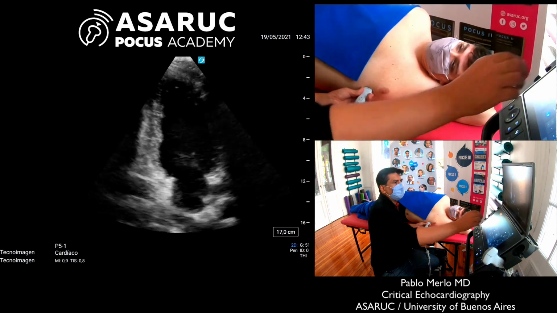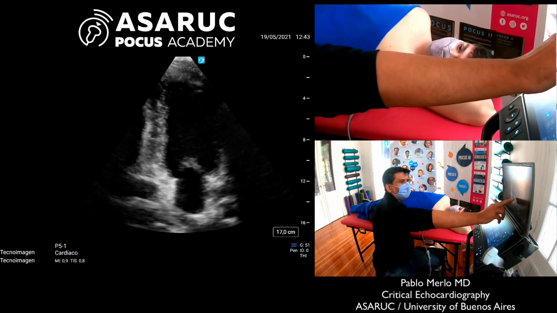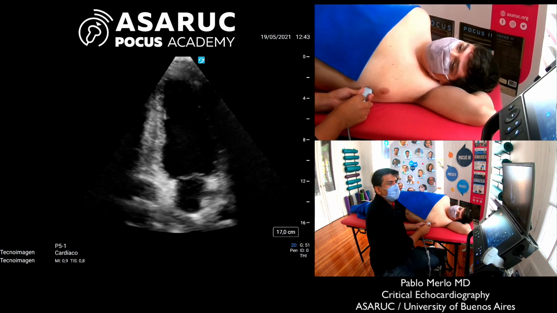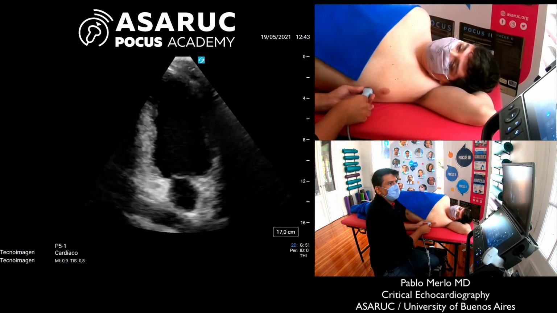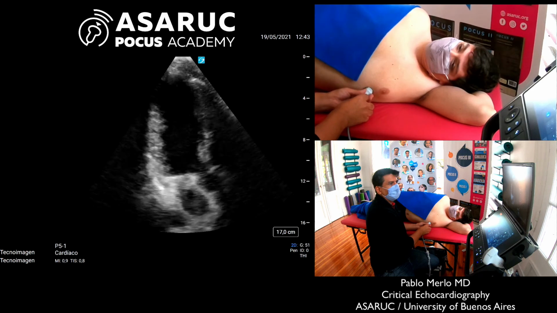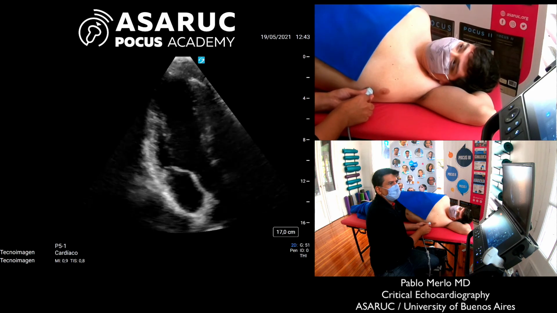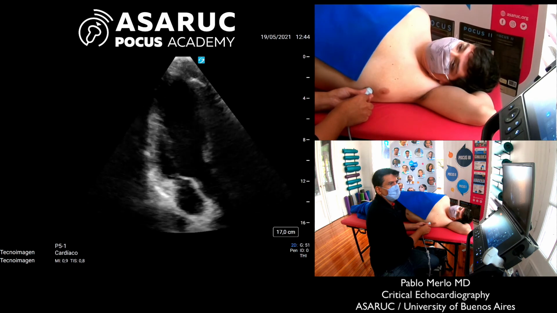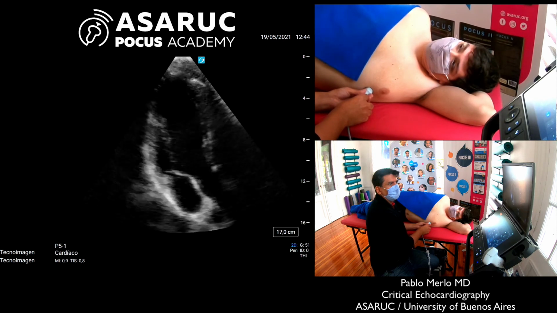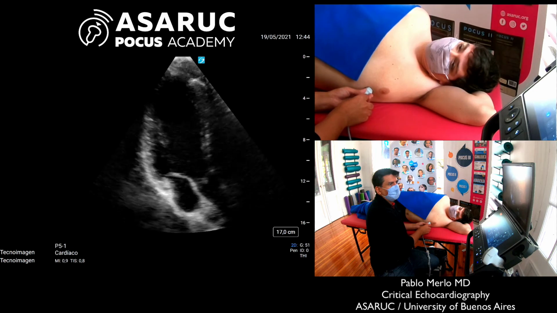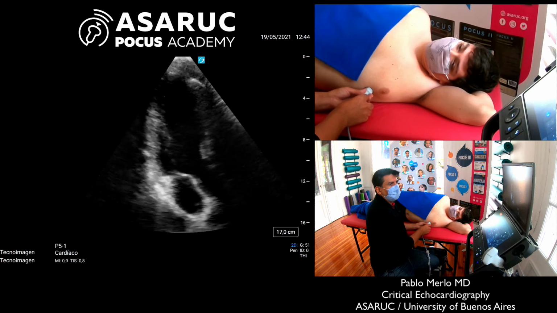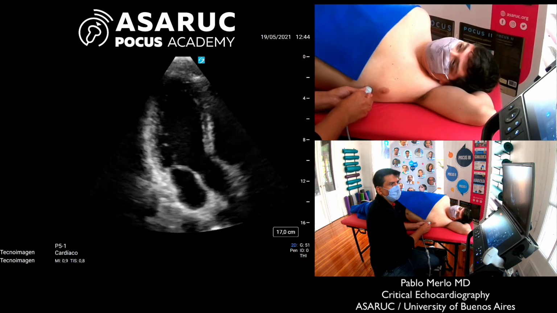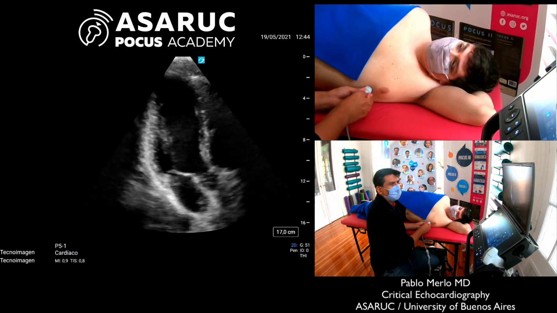Let's review the apical views. From the apical 4-chamber view, rotating the transducer counterclockwise, we will get this apical 2-chamber view. And if we continue rotating it, we will get a 3-chamber or apical long axis view, where we can see the anterior septum and the inferolateral wall. Thus, these views are crucial in assessing segmental motility disorders of the left ventricle.